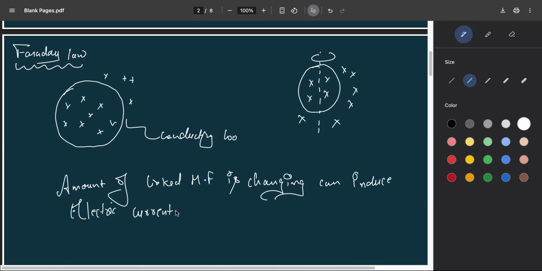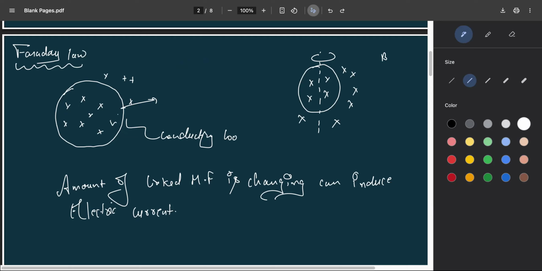Understood why this happens? Because in this case, the loop was the same. What you are doing is just pushing the magnet in and out. It means you are giving the loop more magnetic field and then taking it away and giving less magnetic field. That makes the change. In the second case, you kept the magnetic field constant, but you started rotating the loop.